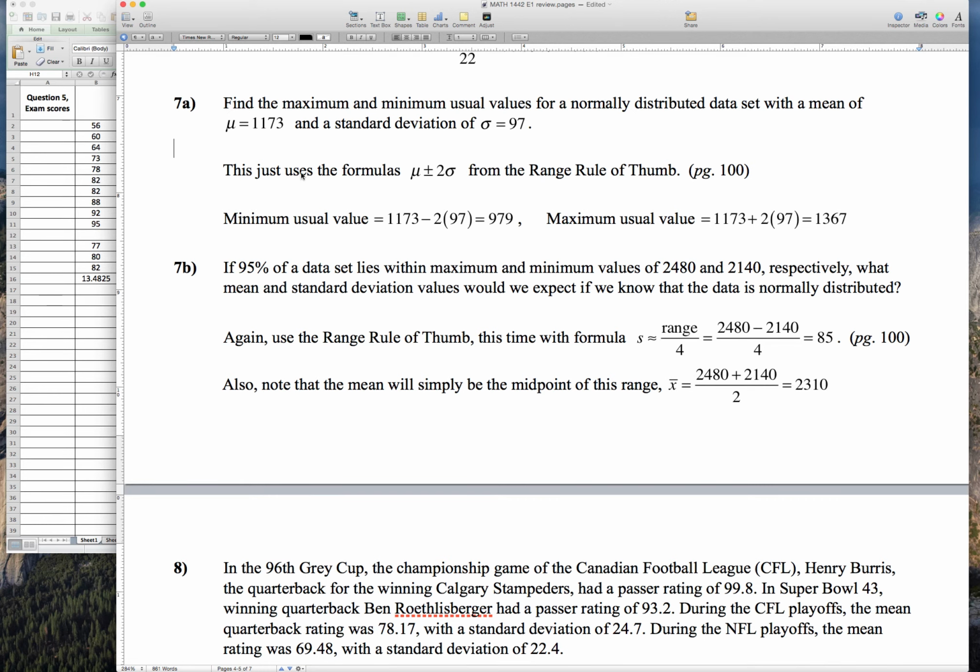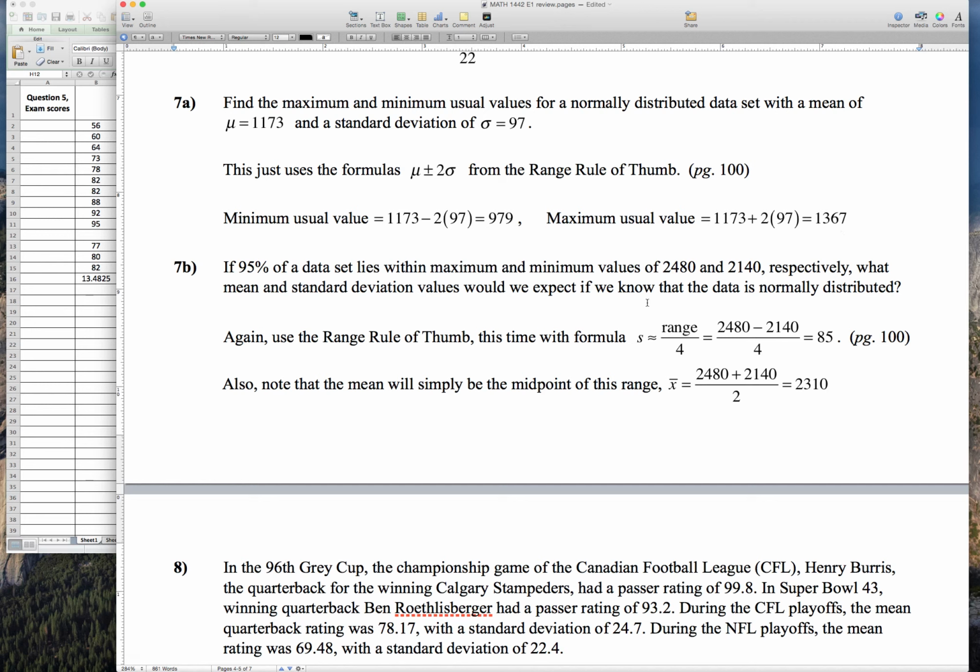So here's our mean, 1173, and we subtract 2 times the standard deviation, 2 times 97, which is 194. You subtract that from 1,173, and you get 979. Now, my maximum usual value I would find in a similar way, except instead of subtracting, I add 2 times the standard deviation. And when you do that, you get 1,367.